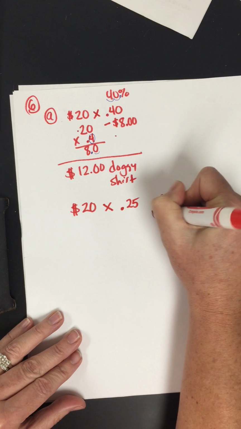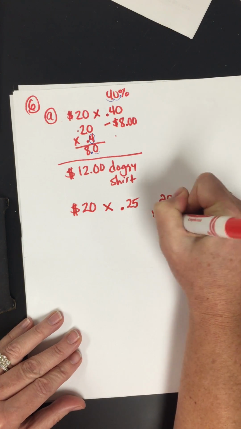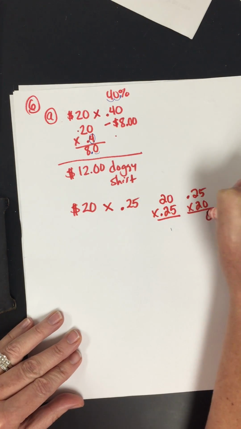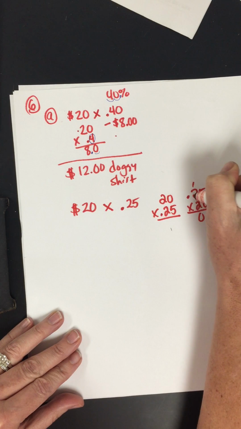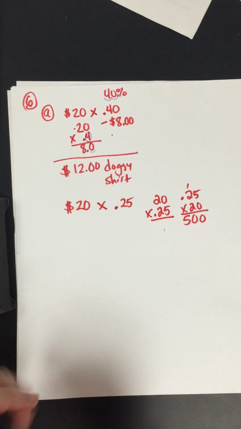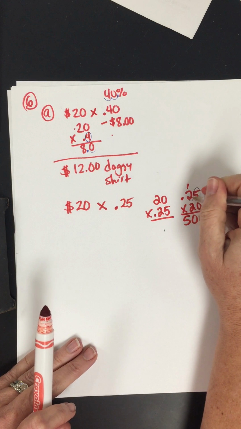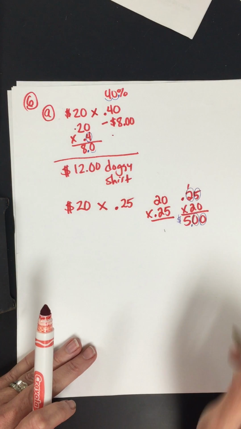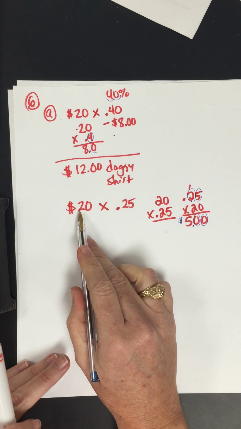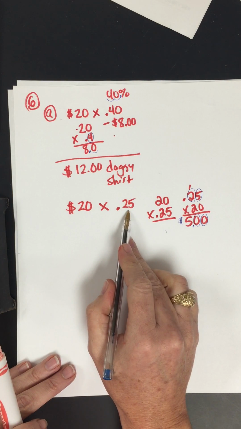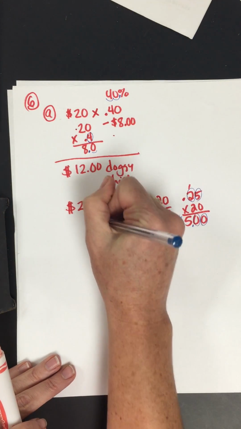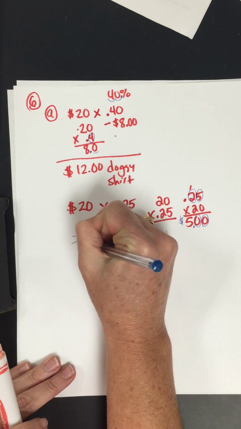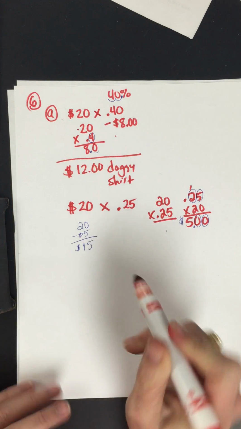So now I do 20 times 0.25, or commutative property of multiplication, I could do it this way. It's a little easier for me. 2 times 5 is 10. 2 times 2 is 4, plus 1 is 5. I end up with 500, but I have 2 places to the right of the decimal, so I'll need to have 2 places to the right of the decimal. So this tells me that the reduced price, with the 25%, was $5 off. So if I take $5 off, that tells me my price is $15.